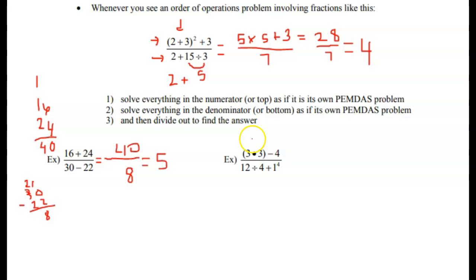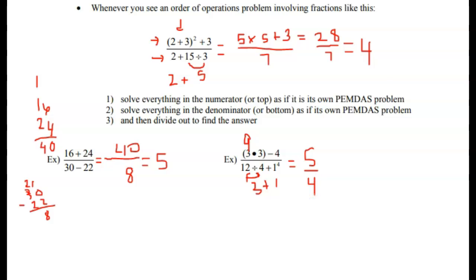Working in the parentheses first, 3 times 3 is 9, and 9 minus 4 is 5. I got a 1 to the 4th power. I don't care about that. That's just 1. Then I go over here to this division in the denominator. 12 divided by 4 is 3. So I end up with 3 plus 1. 3 plus 1 is 4. So I got a 5 over 4.